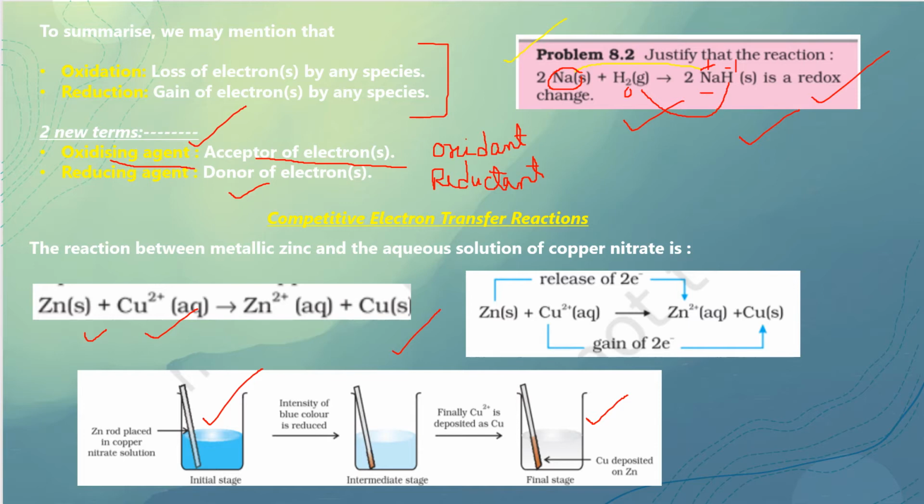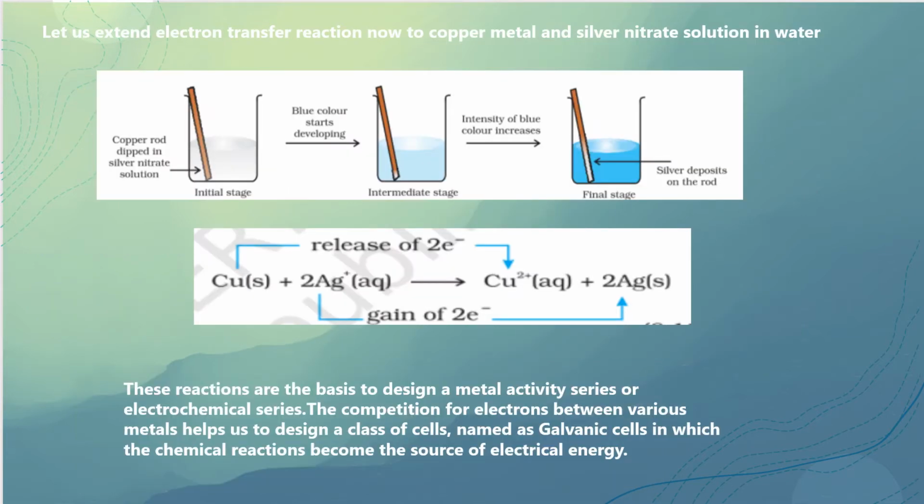So this is a redox reaction. Now you can see that zinc is getting oxidized. So zinc is reducing agent and Cu2+ is getting reduced. So Cu2+ is oxidizing agent. As simple as that. And we can extend this electron transfer reaction now to copper metal and silver nitrate. In the earlier case, it was zinc and copper. So zinc was displacing copper because zinc is more reactive. Now here we have the opposite.